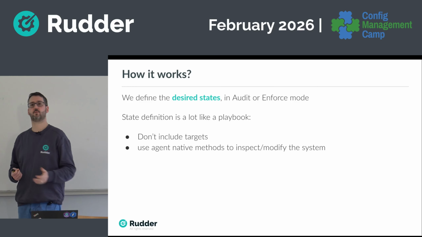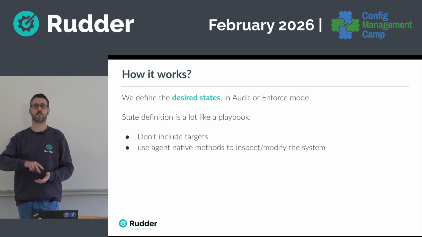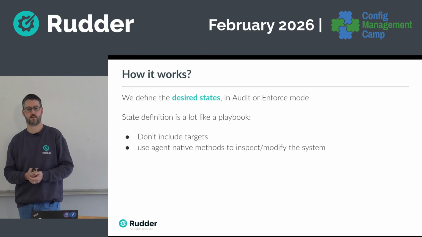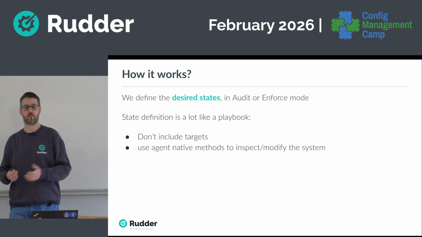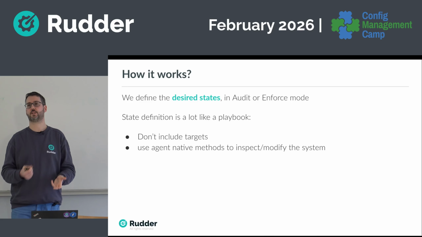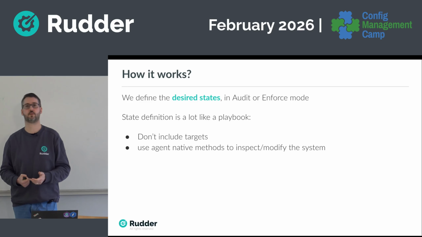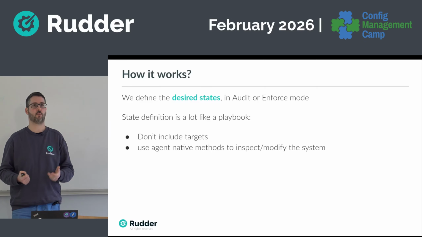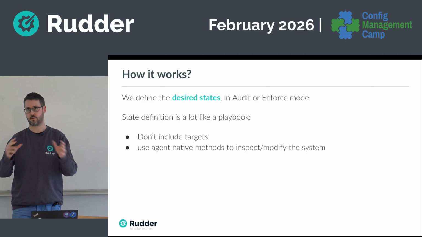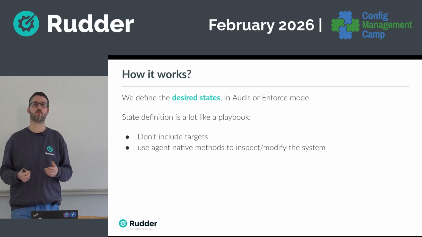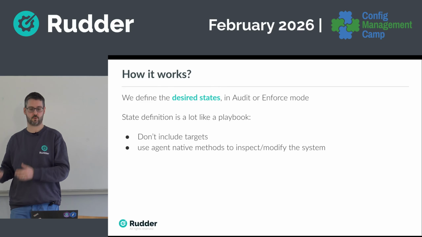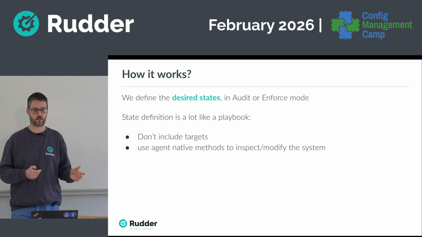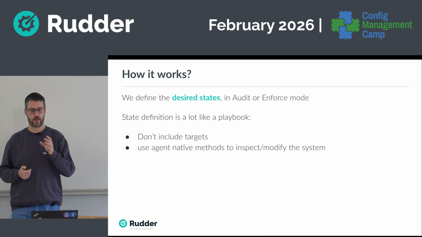We define states in Rudder, which we call policies. We have a multi-layer system to create these policies. They can be either in audit mode or in enforce mode. In audit, the agent will only check, as you can guess, and in enforce, the agent will check and remediate automatically if it's not correct. When we define a state, it's a bit like in a playbook. We have our YAML, and we define what it does. But we don't include the targets. The targets are based on the groups. So it's the combination of the states and the groups which makes what we call the rules.